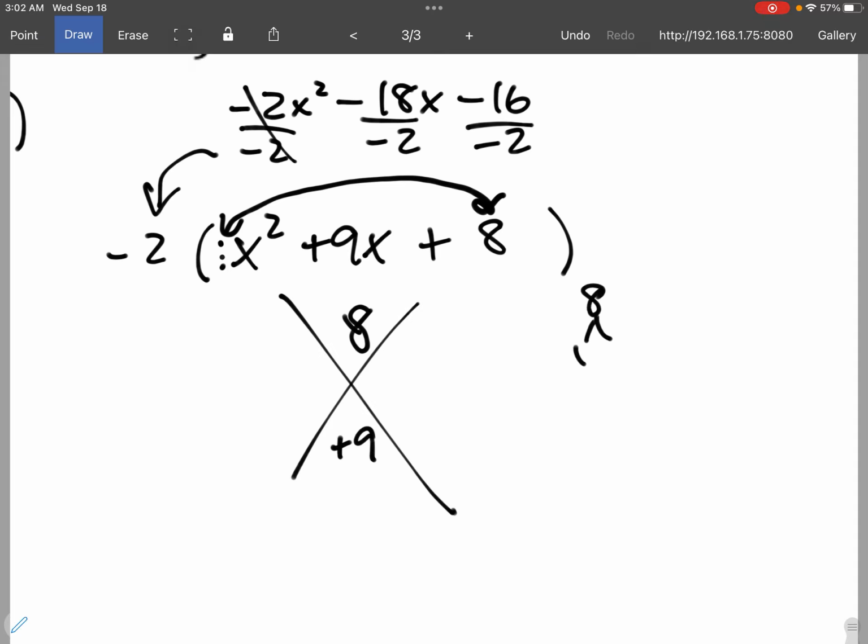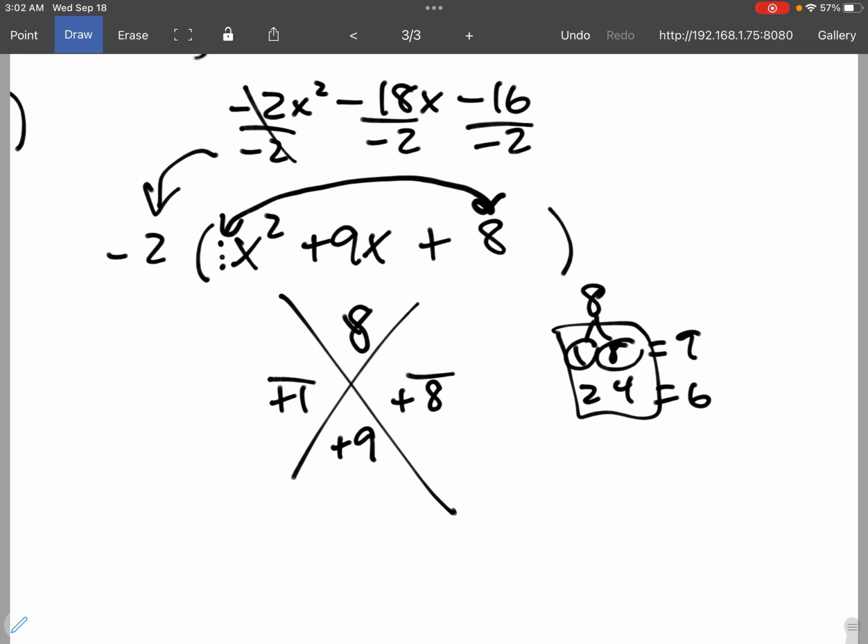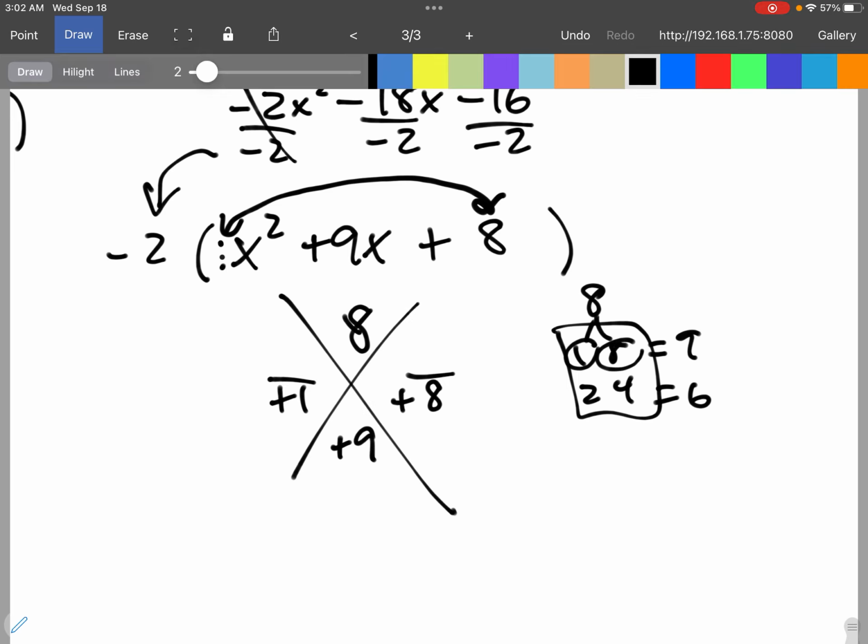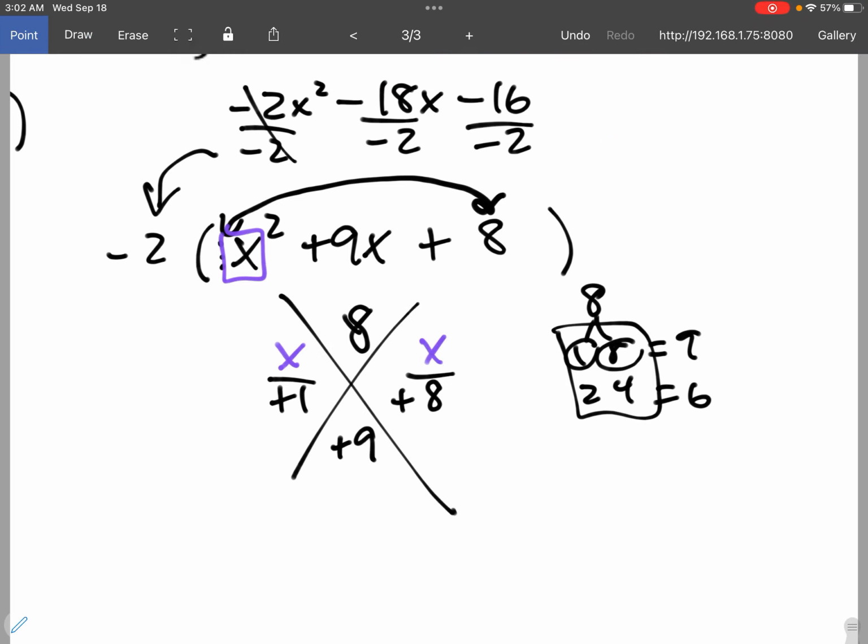Could it be 1 and 8? Or 2 and 4? 1 plus 8 is 9. 2 plus 4 is 6. Clearly, we want this guy right here. Positive 1, positive 8. Put those two numbers under x. Remember, use the first term, not including the square. Always use the first term, not including the square.